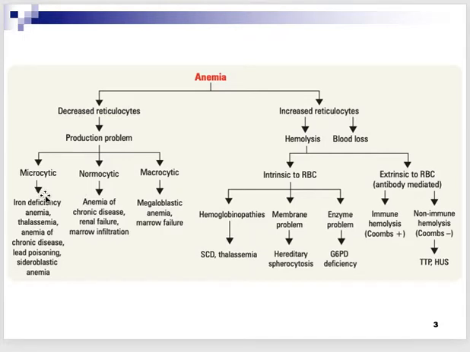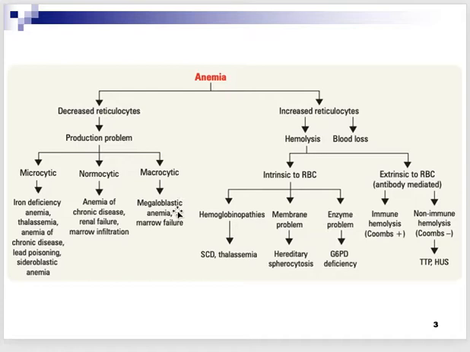Now, for microcytic anemia, remember there is a very good mnemonic called TAILS, though I don't like it because in TAILS, the I comes in the third position, when it is the most important cause. Iron deficiency anemia is the most common cause. Remember: iron deficiency anemia, thalassemia, anemia of chronic disease, lead poisoning, and sideroblastic anemia.